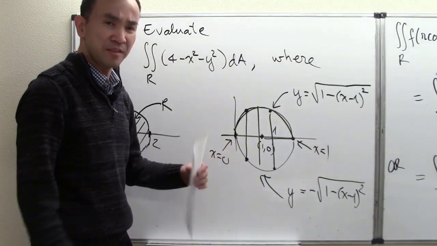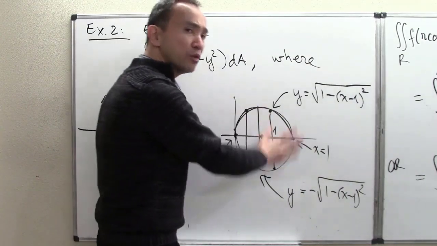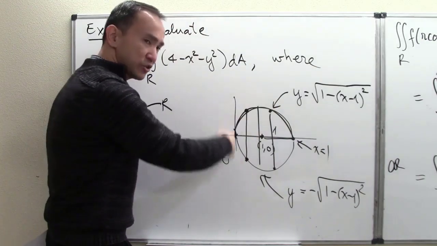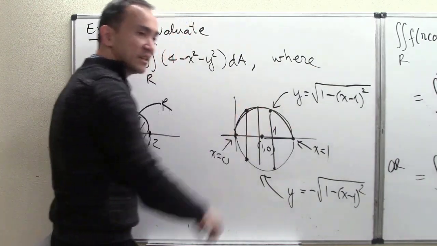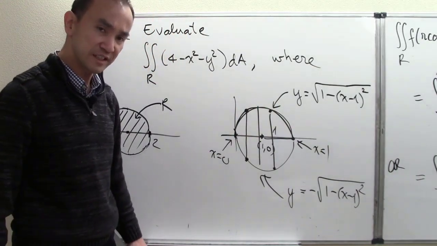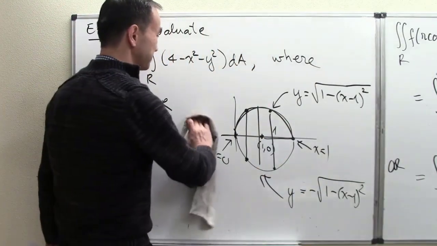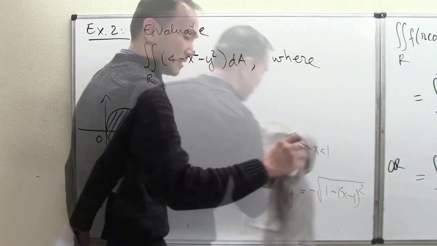So let's see how we can use polar coordinates to do this double integral over this general region, being a nice round, loop-around region like that. So this is the rectangular expression right here. We don't want to go there.